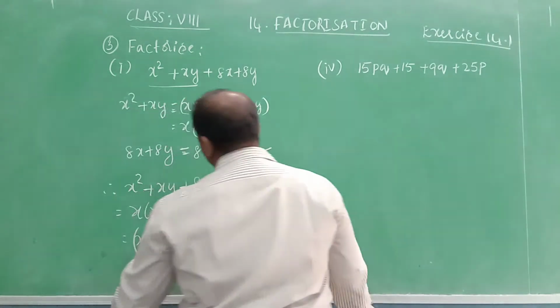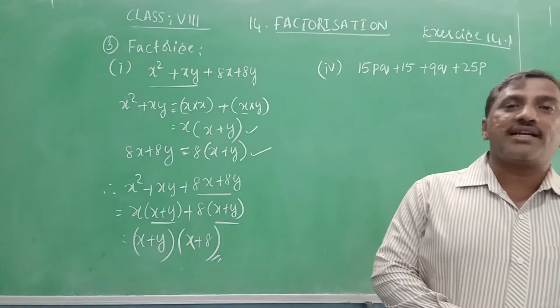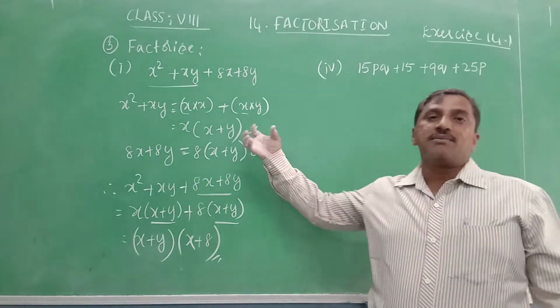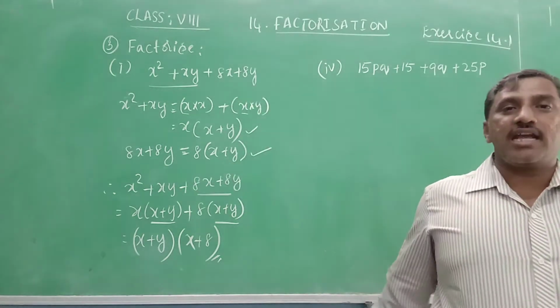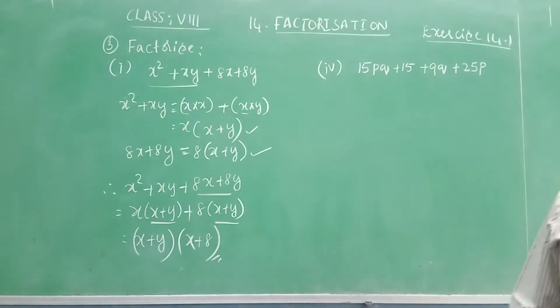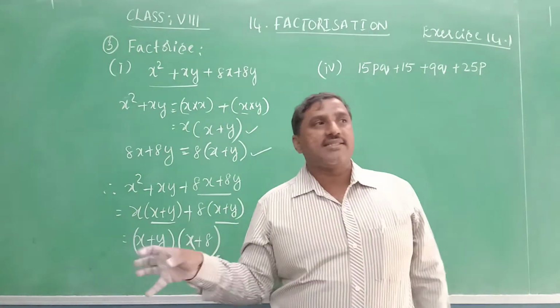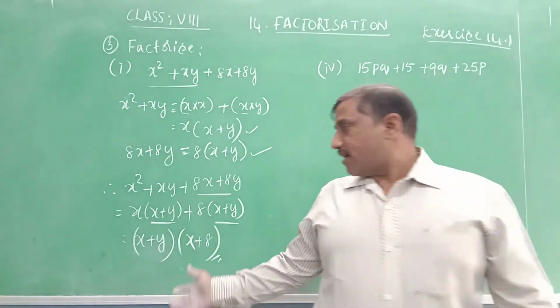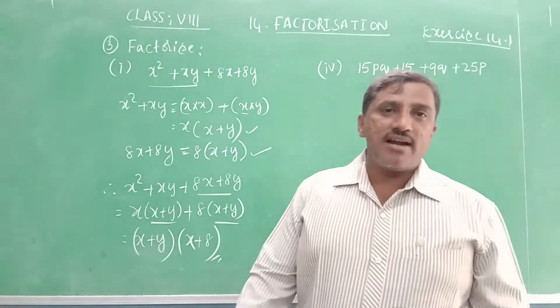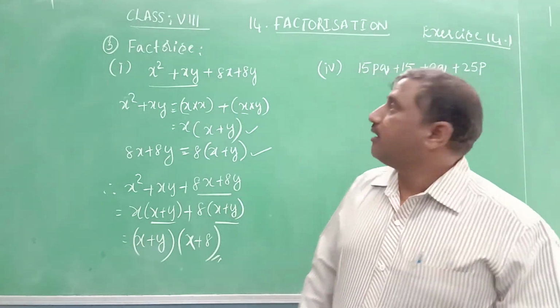Here we have not regrouped the terms because the given terms are already in the regrouped form. So once you find them in the regrouped form, find the factors, identify the common factors, and finally we reach our required factorization.